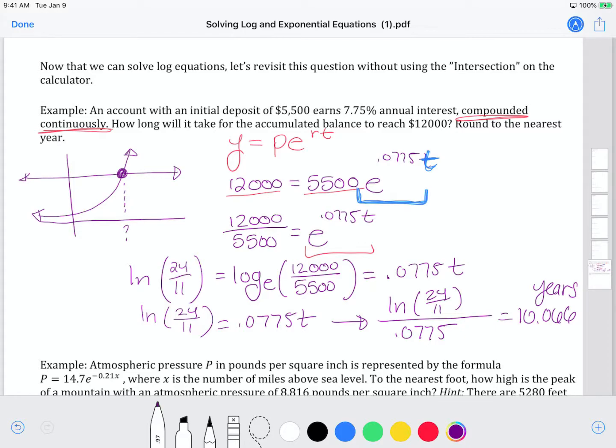Now, previously, we weren't able to do that by hand, and what we did was we went to the calculator, and in y equals, where you graph, we put the equation 5500e to the 0.0775t, and then we put the second equation in, 12,000, and we looked to see where they cross, and where they cross would be the answer. So in this case, using the intersection method, it would cross at 10.066 years. But now that we know how to do this by hand, we can check it. We can do it both ways and verify that we've got the right answer.